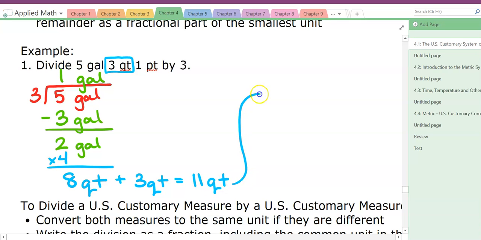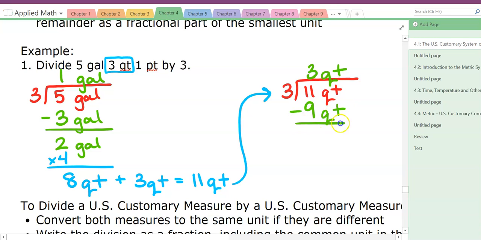Okay, so now we do this again. This time, instead of 3 quarts, I'm now up to 11 quarts because I took my remainder and added it to the quarts that I had in the original problem. So I'm taking 3 and trying to go into 11 quarts now. How many times can 3 go into 11? 3 times. So 3 quarts, 3 times 3 would be 9. Subtract. 11 minus 9 would be 2. So 2 quarts is my remainder.